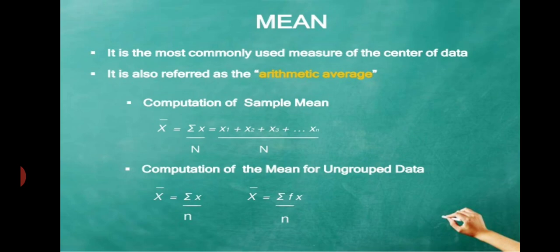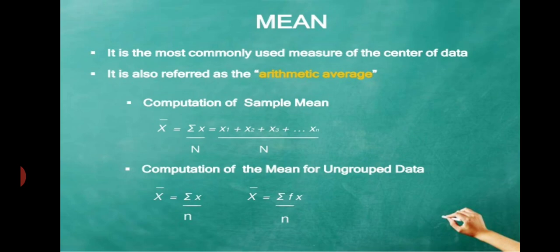It is the most commonly used measure of the center of data. It is also referred to as the arithmetic mean. In the exam they can ask in two ways: they either ask for the simple mean or the arithmetic mean. Computation of a mean.